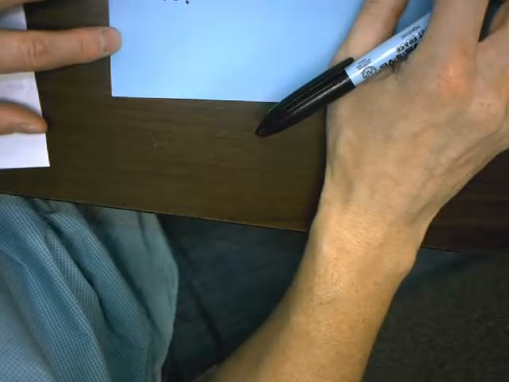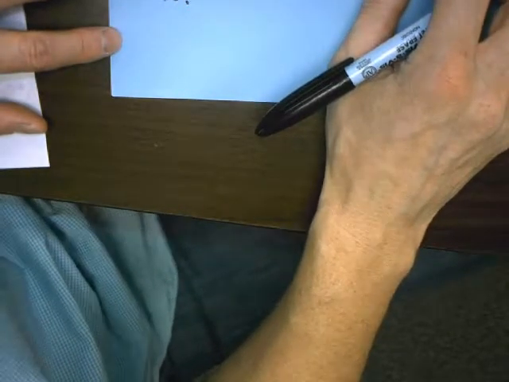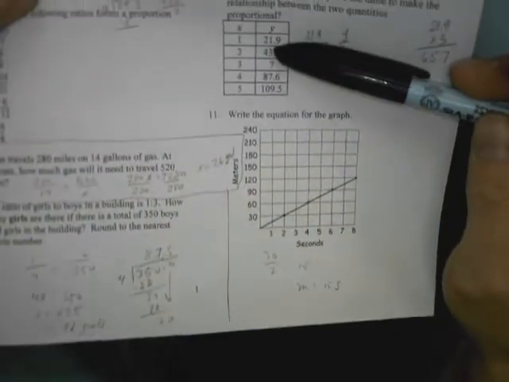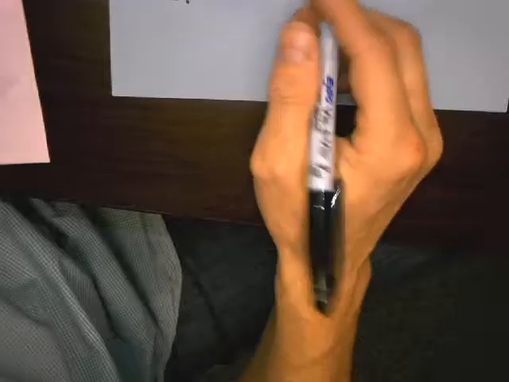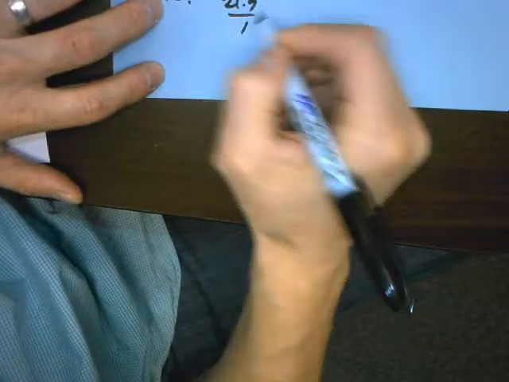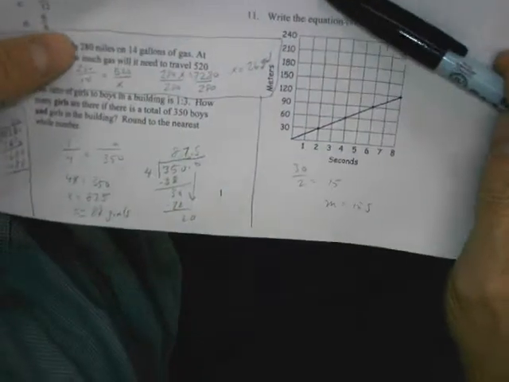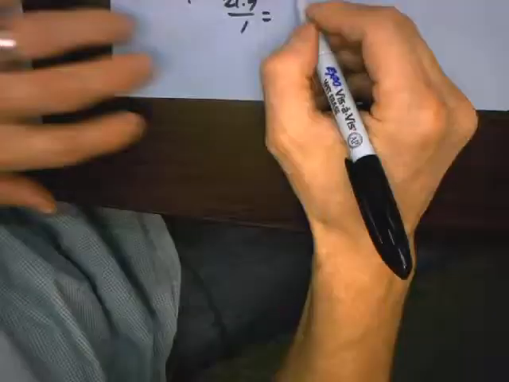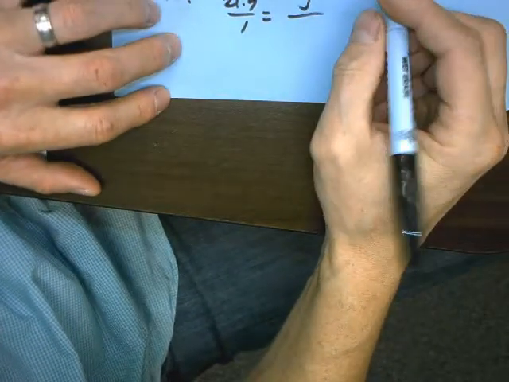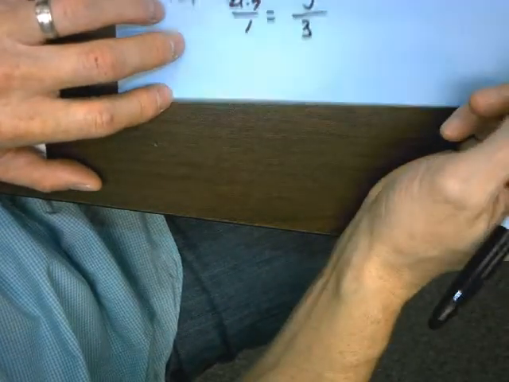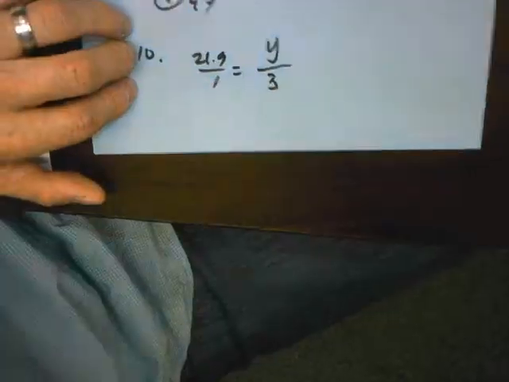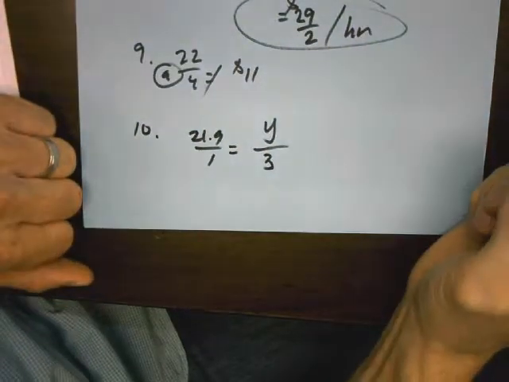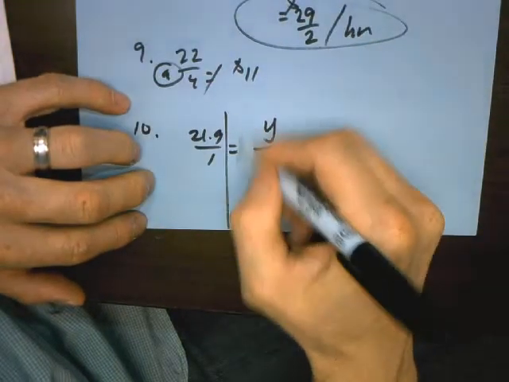Which value, number 10, would complete the table? So they say it's proportional, so it doesn't matter which of these coordinates I use right here. They're all going to be the same when I put y over x. So I'll take the first one. And the one that's missing, we're missing the y this time. Sometimes it could be possible that we could be missing the x, but since we're missing the y, I'll put the variable there, and then we have the x for that point. Okay, so I have my proportion there. So I'm going to cross multiply.